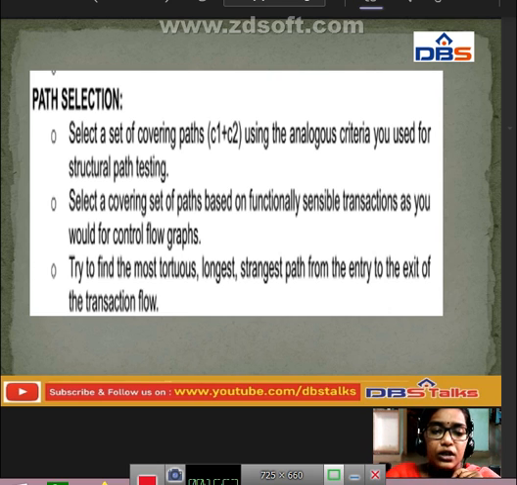So what they are saying here is, at the time of path selection, you have to select the set of covering paths using the analogous criteria, by using structural path testing, and in order to select a covering set of paths based upon the functionally sensible transactions, you can do it for the control flow graphs, and you can try to find the longest and shortest path from the entry to the exit of the transaction flow. These are the things that we are going to perform when we do the path selection.